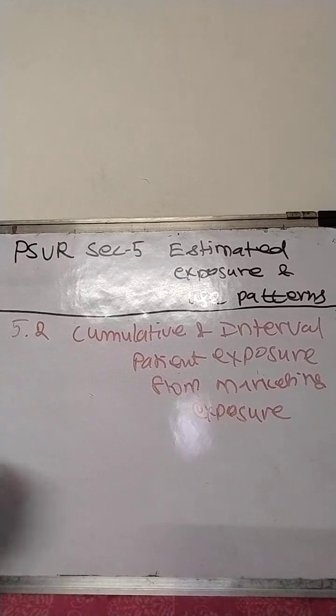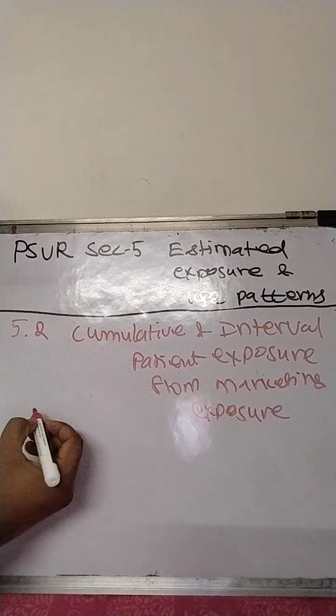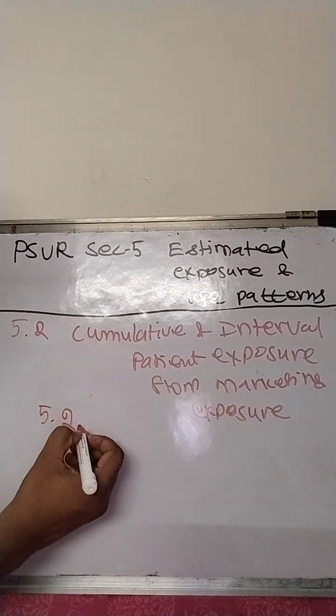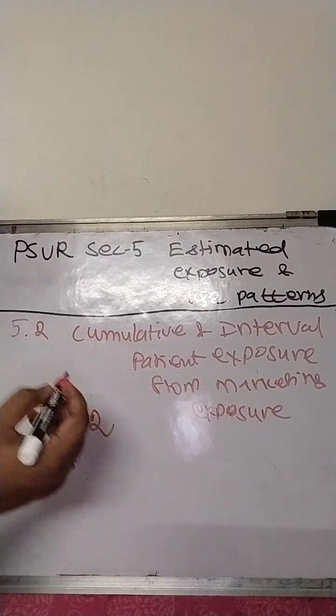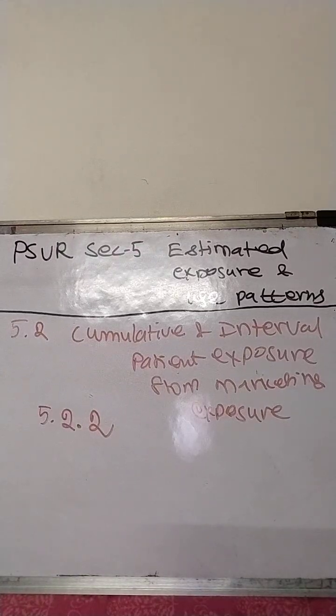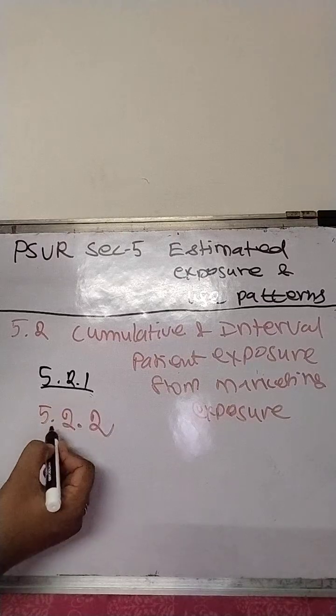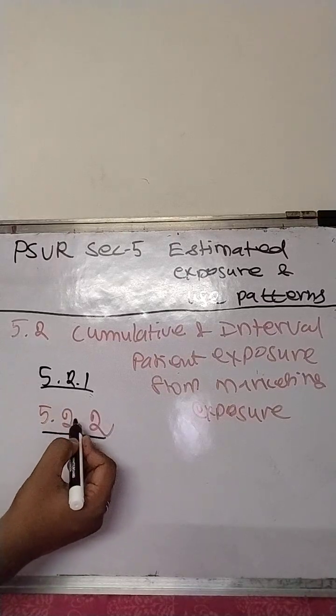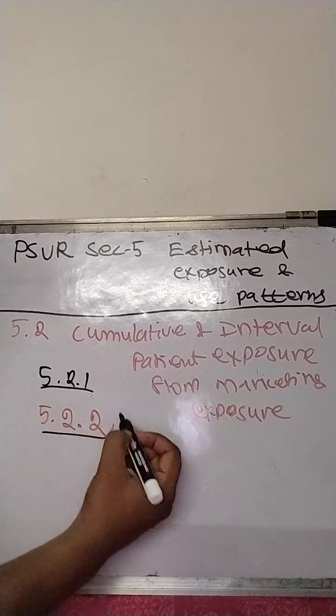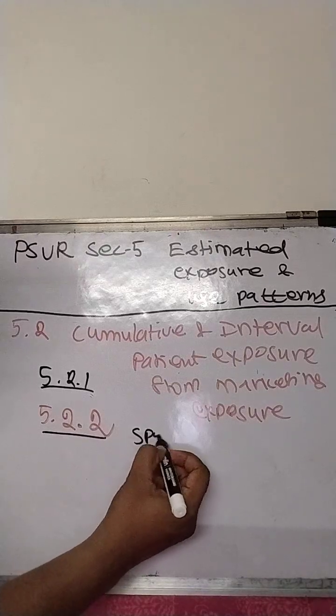So now we are going to focus on 5.2.2. Just now we have completed 5.2.1, in which we have seen the calculation and everything. Now 5.2.2, which focuses on post-authorization use in special populations.